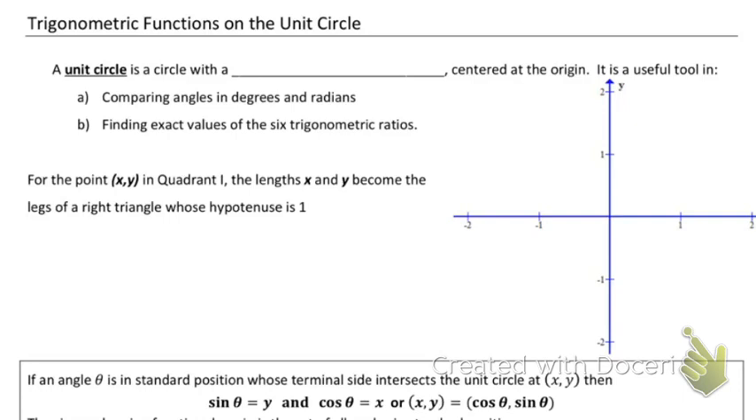A unit circle is a circle with a radius of 1. Unit means 1, so a unit circle has a radius of 1. That's important. Centered at the origin. It's a useful tool to compare angles in degrees and radians and finding exact values of the 6 trig ratios. So the goal of the unit circle is that you don't need your calculator to find specific values of sine, cosine, and tangent. So I could say something like the sine of 45 degrees is obviously square root of 2 over 2. That way you don't have to plug it in your calculator.